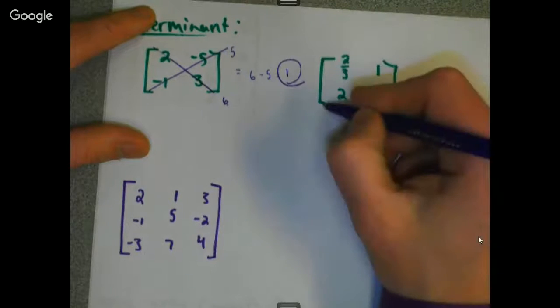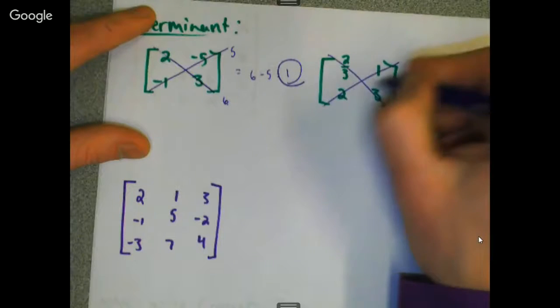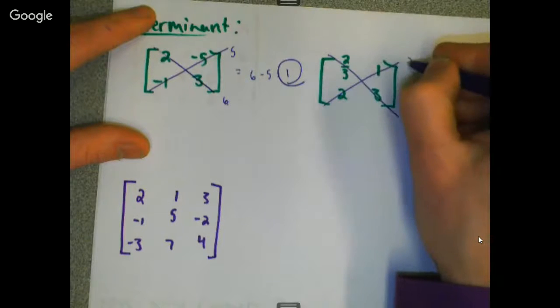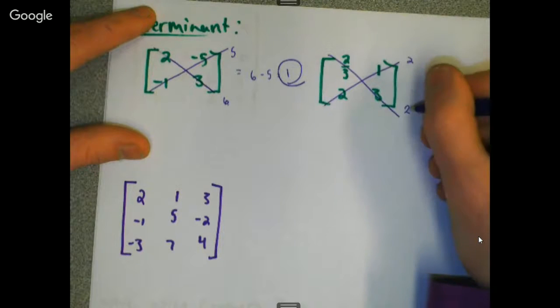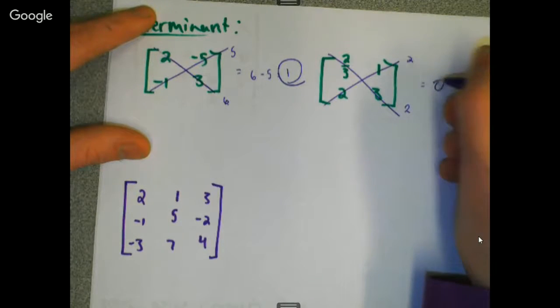Then this one we're going to multiply across. So you have 2 times 1 is 2, and 2/3 times 3 is 2. So again, you have bottom number minus the top number, and you get 0.